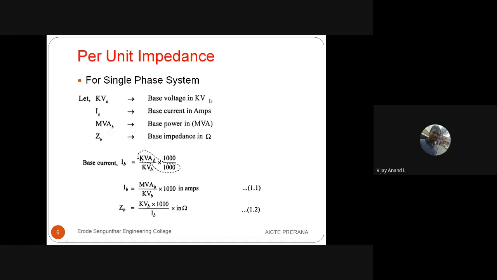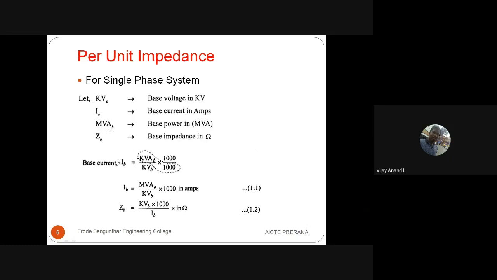Per unit impedance. We are going to calculate the per unit impedance. For a single phase, first we will see the single phase system. Let us know some basic things. kV is the base voltage in kilovolt. These are all the notations, the abbreviations. kV_B is the base voltage, I_B is the base current in ampere, MVA_B is the base power in MVA, and Z_B is the base impedance in ohm.